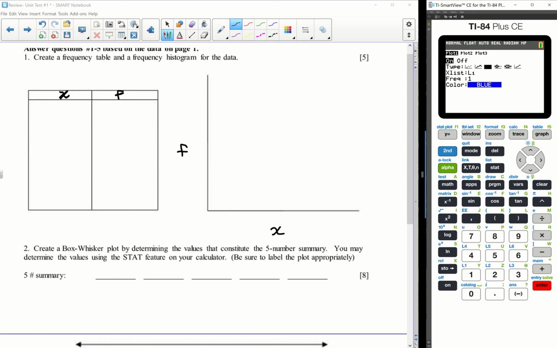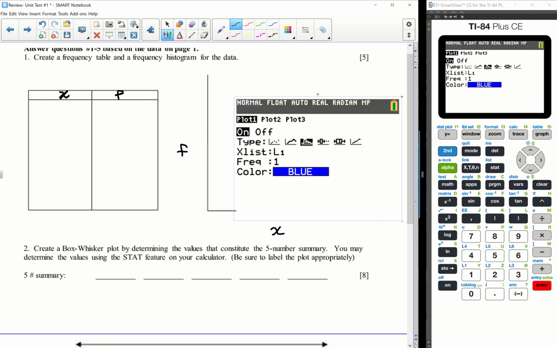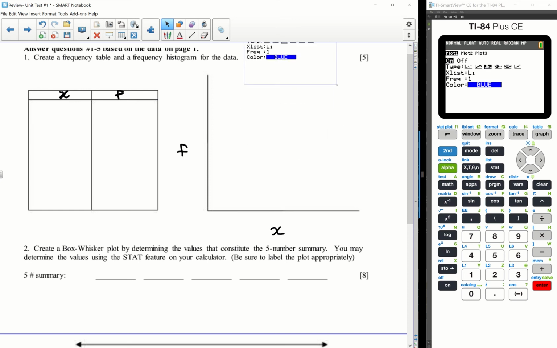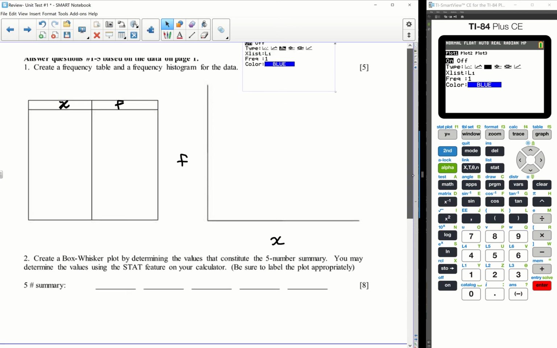The X list generally should just be L1 unless you chose to put the data in a different list. No reason why you should, because this is the first problem. So this is the settings that we want, or the set of settings. I'll just chuck that up there somewhere. I guess I gotta have it a little visible. Undo. Fat finger strike again.